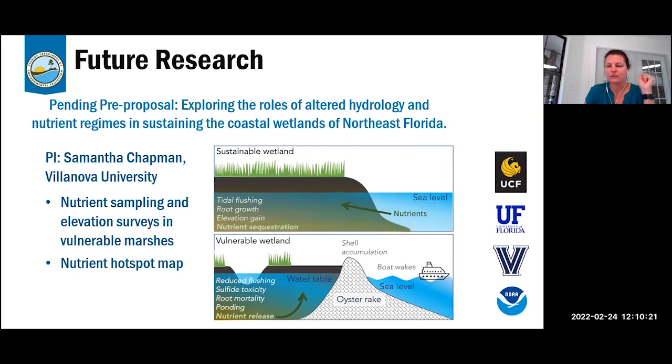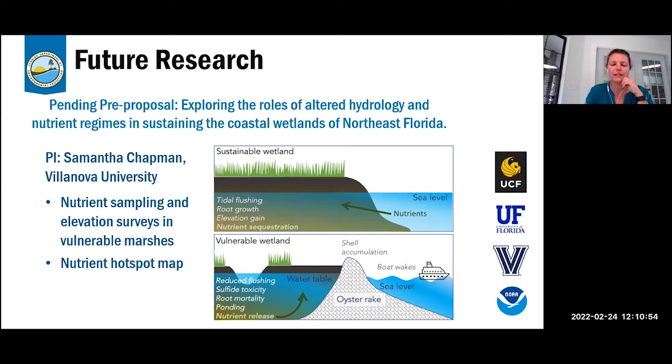And then this is just my last slide, just to say that we are working on all of these questions with visiting scientists from different universities and actually have a proposal led by Sam Chapman, looking at the effects of altered hydrology and nutrients on wetland sustainability. This diagram shows the concept of a sustainable wetland on top, which can take up nutrients, gain elevation over time, and basically survive as sea level rises.